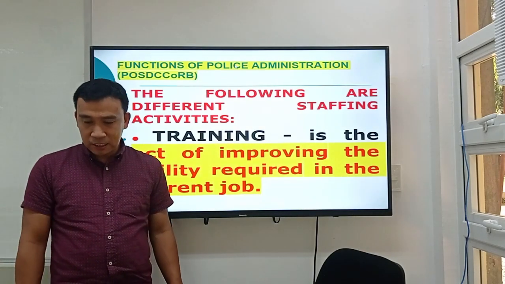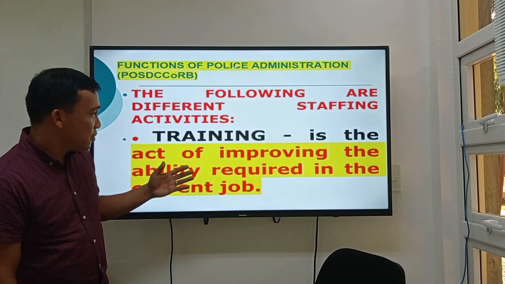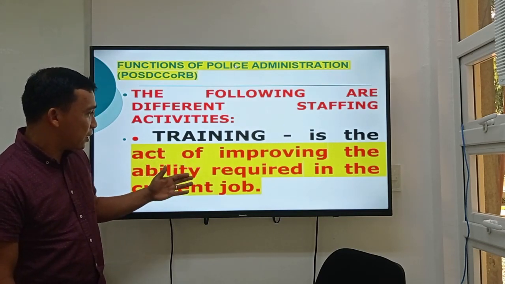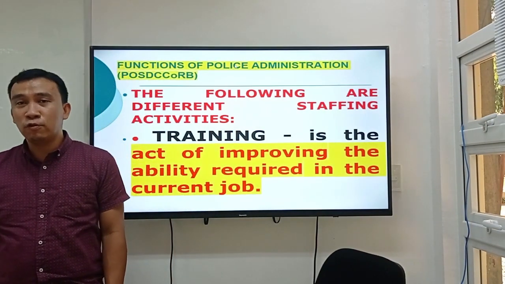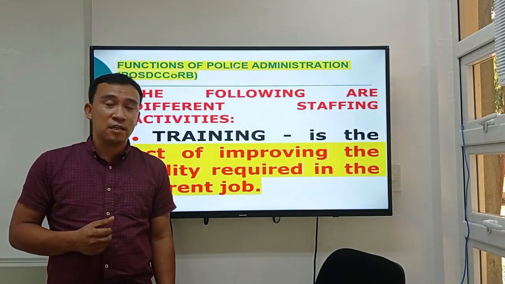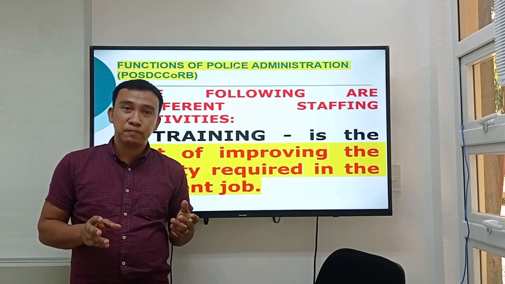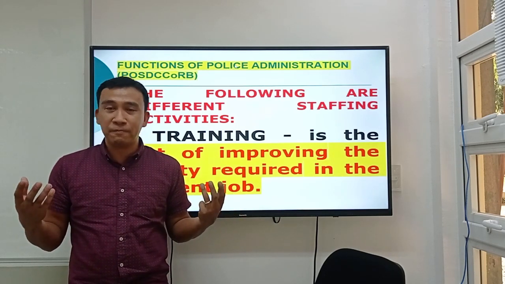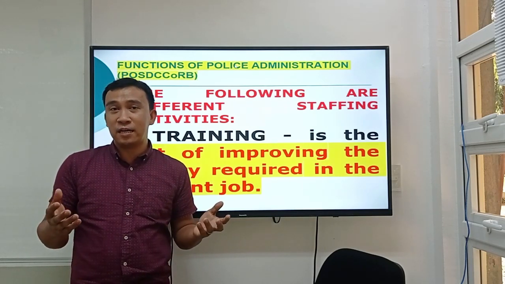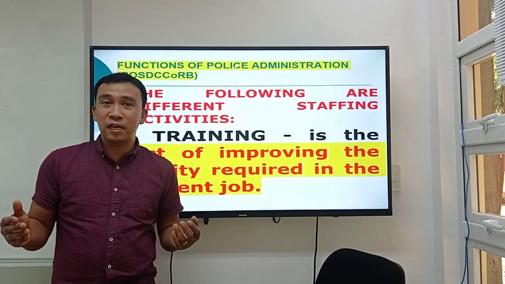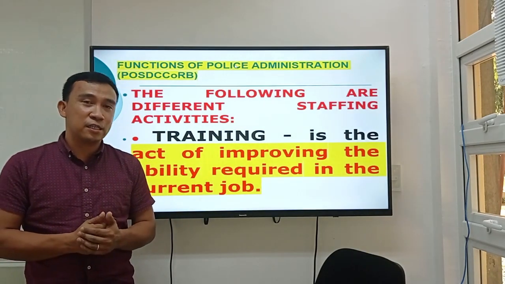Fourthly, we have these activities. Training. Training is the act of improving the ability required in the current job. Okay? May mga schooling, may mga seminars, may mga workshop na ginagawa para ma-refresh or ma-equip or mas madagdagan ang kanilang knowledge patungkol sa kanilang trabaho. Okay? So yan ay pinoprovide ng organization.